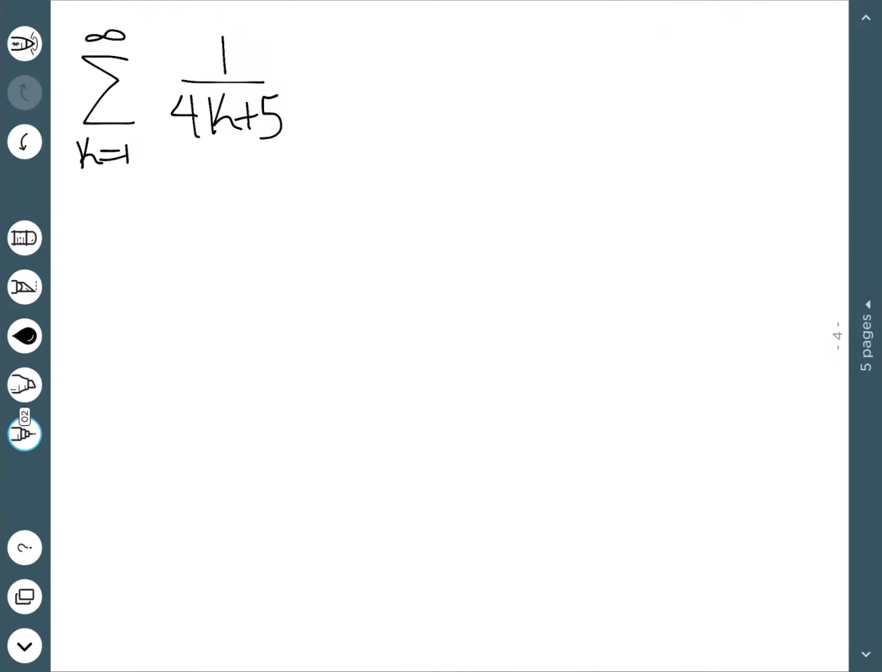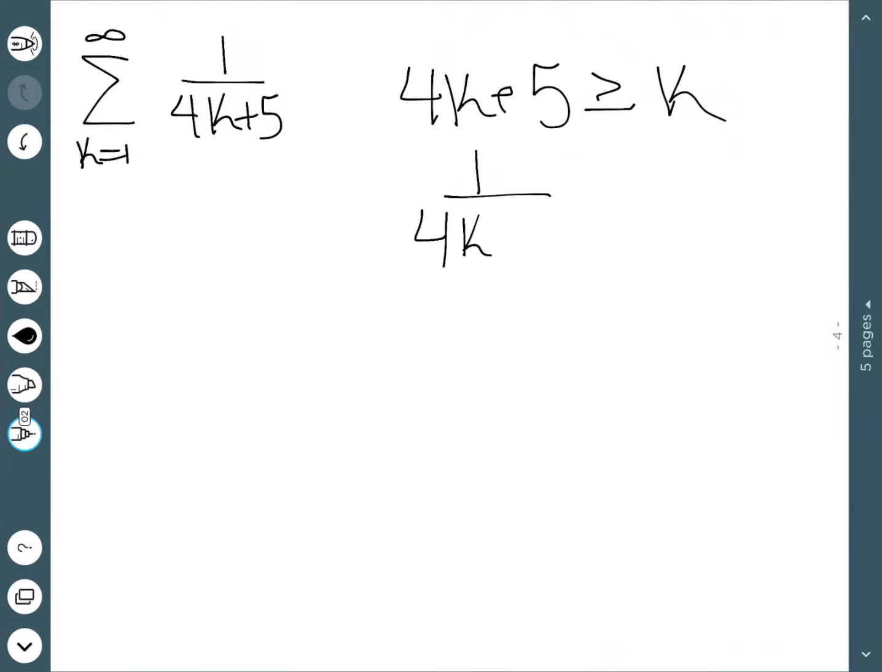Another example, I have the sum from 1 to infinity of 1 over 4k plus 5. It's natural that we want to compare things to other polynomials without all of the coefficients and extra terms. So I'm going to say that this is greater than or equal to 1 over k. Flipping the fractions reverses the sign of the inequality. Now I know that this thing on the right diverges.